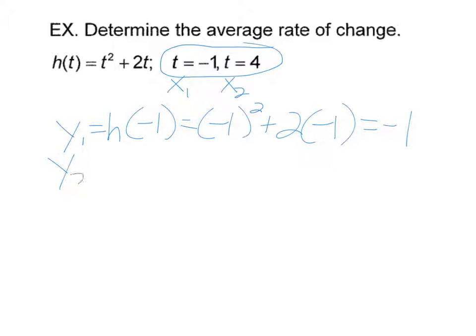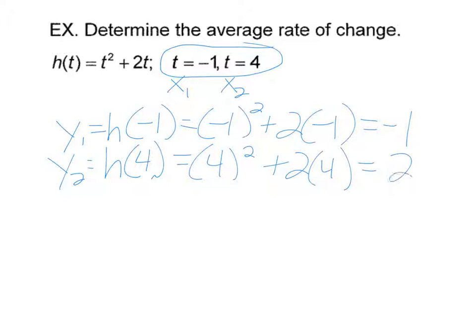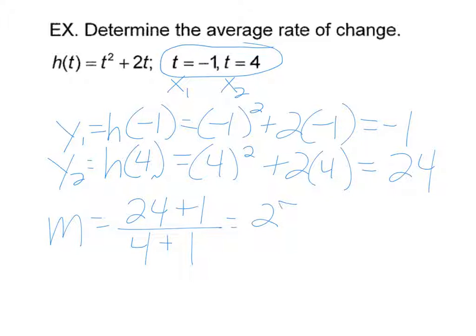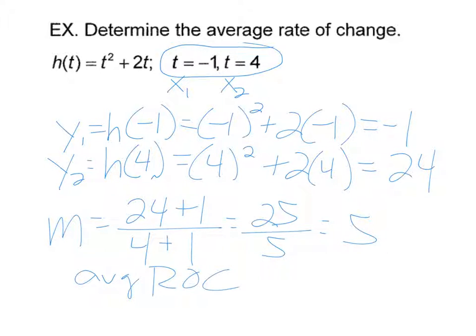And then y2 will be the outcome when you plug x2 in. So h of 4 would be 4 squared plus 2 times 4. 16 plus 8 is 24. Now we can use the slope formula, and that would be 24 minus a minus 1 is plus 1 over 4. Again, minus a minus 1 is plus 1. 25 over 5, which is 5. So that's the average rate of change.